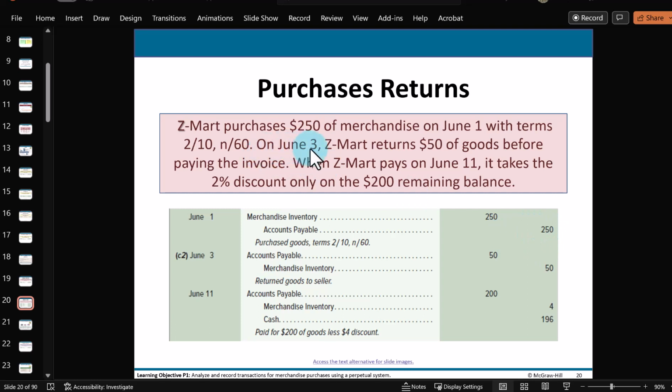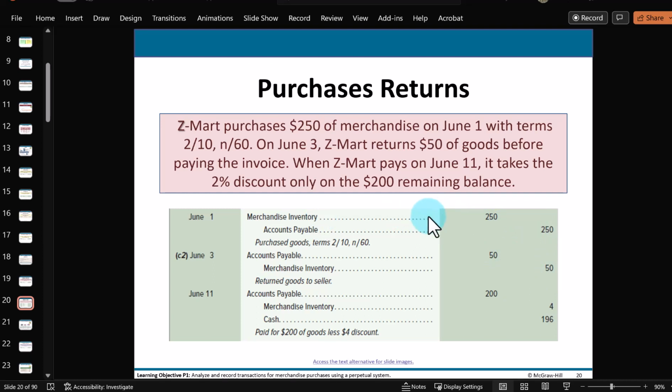And then 2 days later on June 3rd, Zmart says, hey, $50 of this stuff is not what we ordered, or please take it back and give us a credit. So here we can see we're going to return the merchandise inventory, crediting the asset, reducing the asset, and also reducing the bill, the account payable liability. Remember, liabilities increase with credits, but here we're reducing it with a debit. So basically, we're just reversing this 250, yeah, for the amount we're returning.